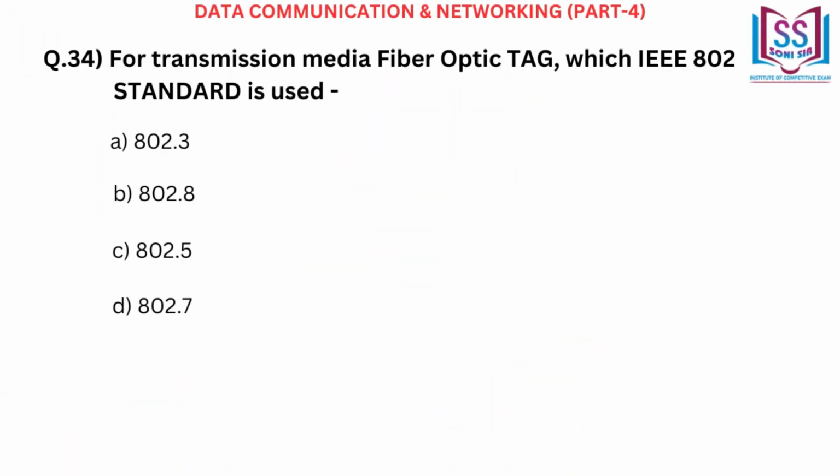For transmission media fiber optic tag, which IEEE 802 standard is used? A, 802.3, B, 802.8, C, 802.5, D, 802.7. Correct answer B, 802.8.